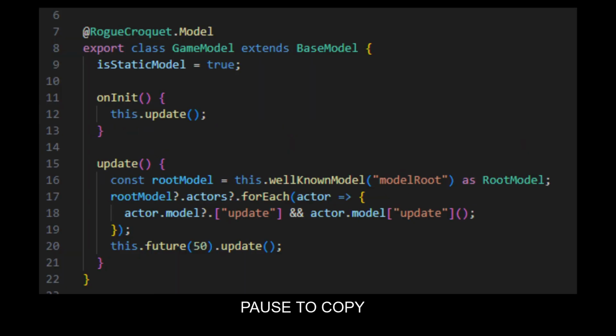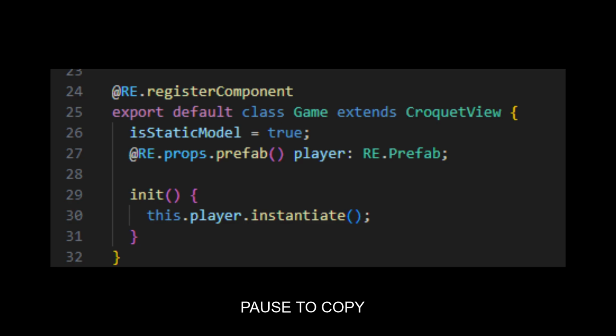Then add a Rogue Croquet model that keeps track of all the player actors. Instead of the regular RE component class, we replace it with a Croquet View class to create our players from our player prefab. This Croquet View interconnects with our game model.